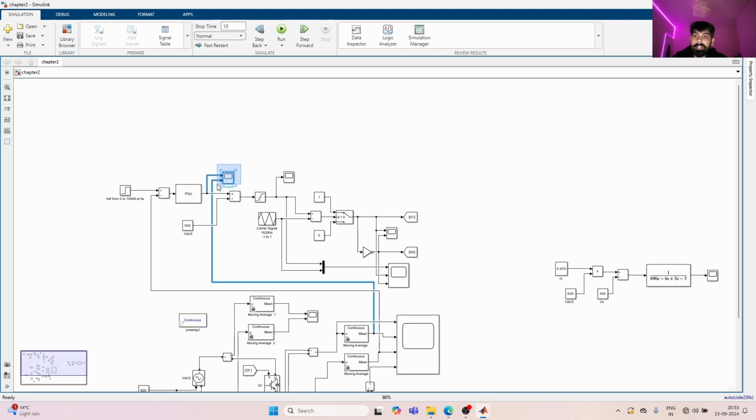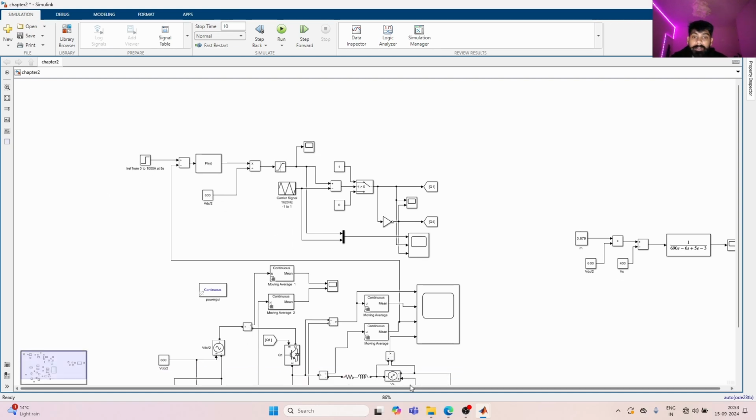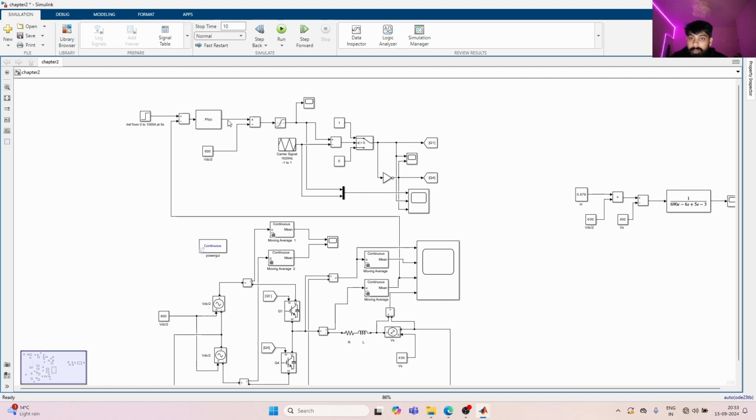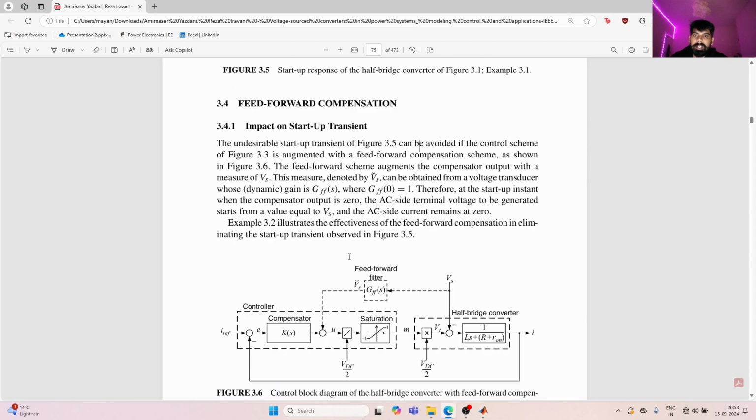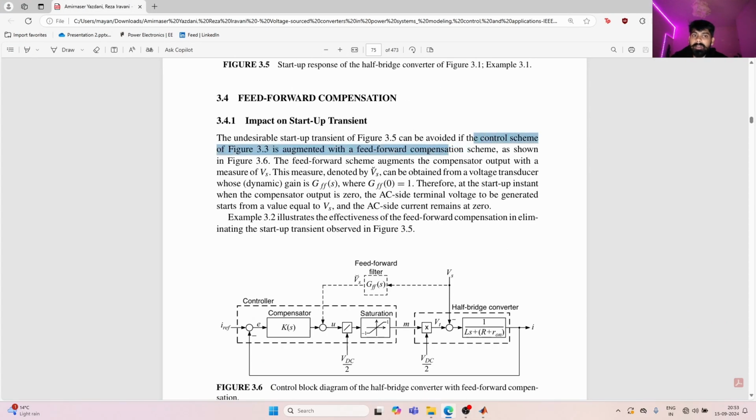So what we'll do is, let me remove this, and we will basically put the information of the source to the output of the compensator. We'll add the information of the source here, and that is basically our feed forward compensation. So if the control scheme is augmented with a feed forward compensation, then we can remove that undesirable startup transient.